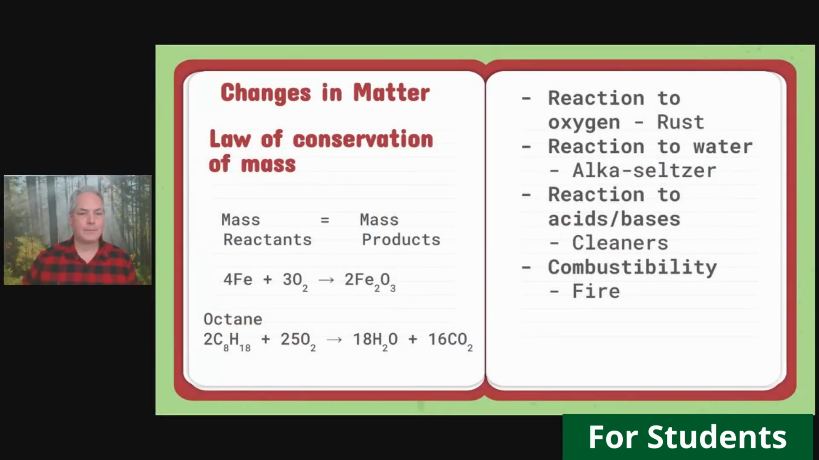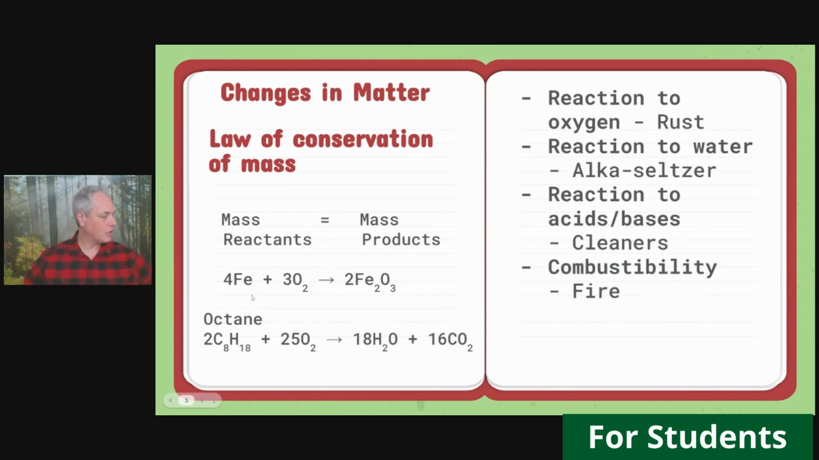So here, I'm going to go back to my example. When we have the law of conservation of mass, that means that the mass of reactants, whatever we had at the beginning, needs to equal the mass of all the products of the reaction. So I have two examples for you here.